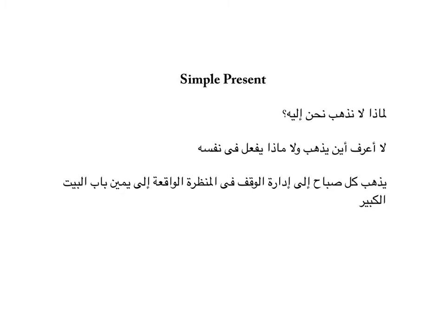So then again, 3 examples to go with the present tense. So لماذا لا نذهب نحن إليه? Why don't we go to him? لا أعرف أين يذهب ولا ماذا يفعل في نفسه. I don't know where he's going and what he's doing to himself. And then a habitual example, يذهب كل صباح إلى إدارة الوقف. Okay, so every morning he goes to the administration of the Waqf headquarters.